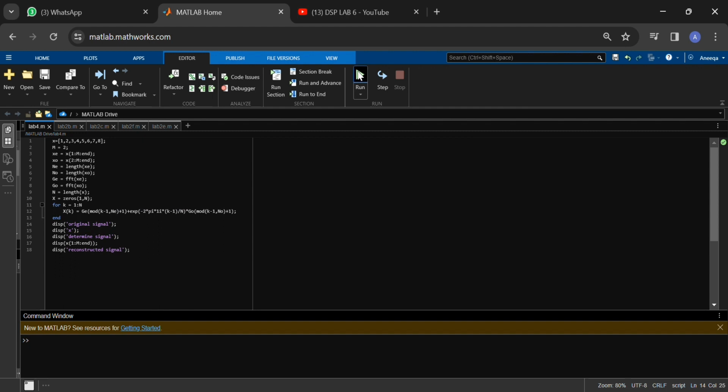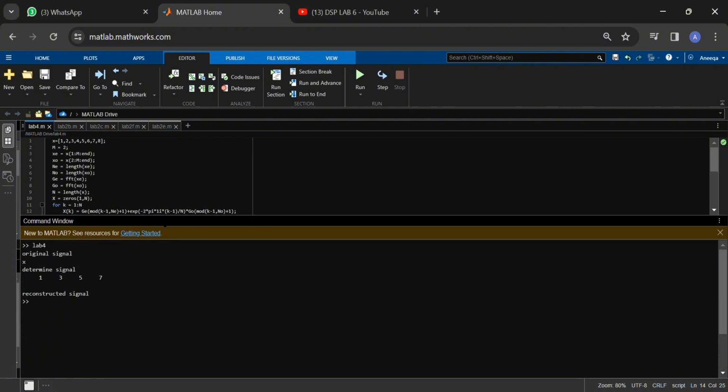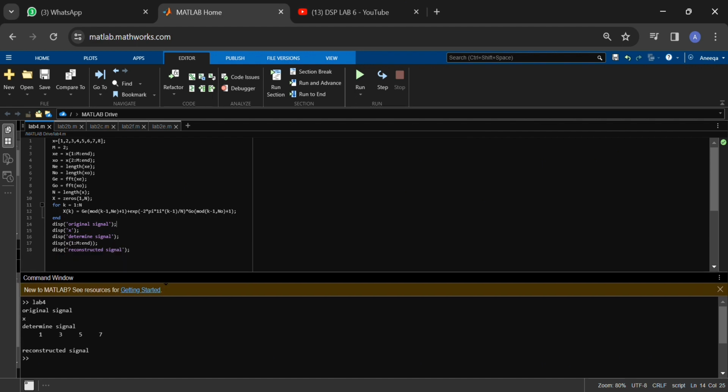Now if we run our function, this is our output. First of all we have our original signal, then we have our determined signal, that is 1357.